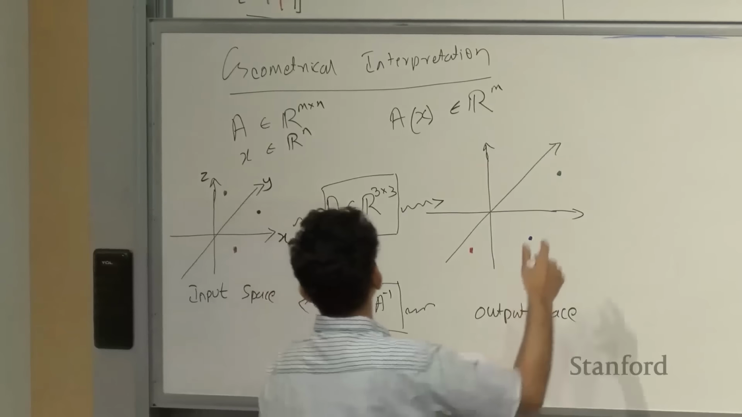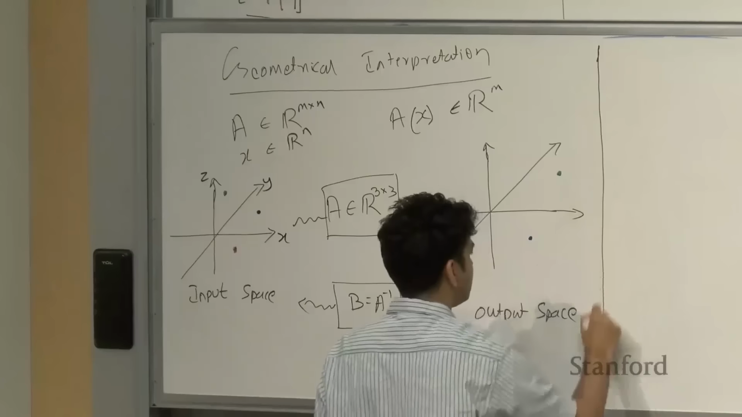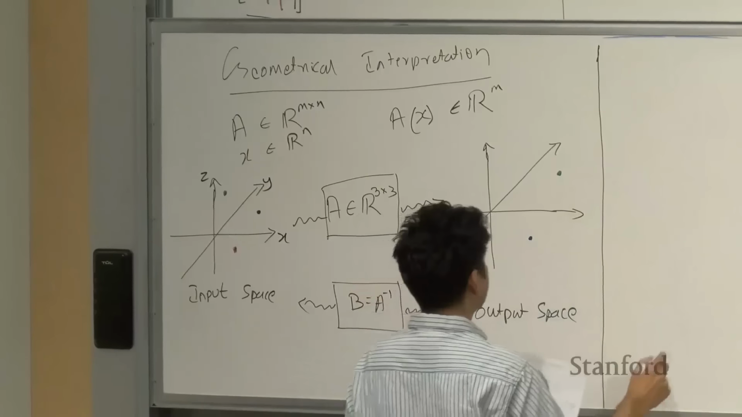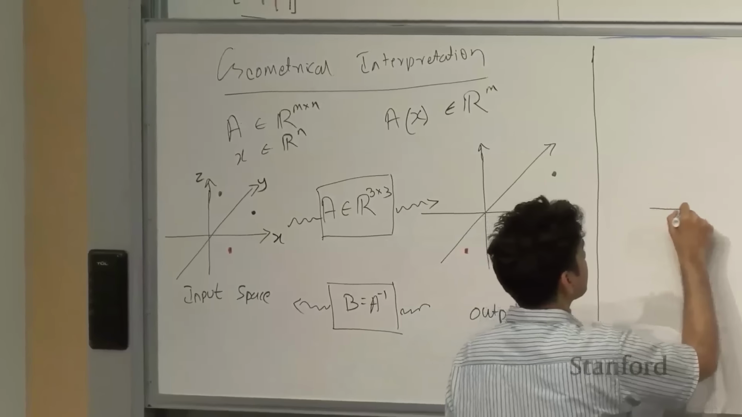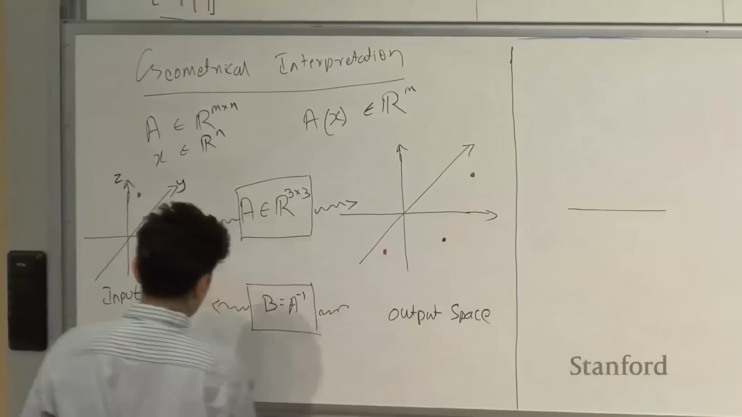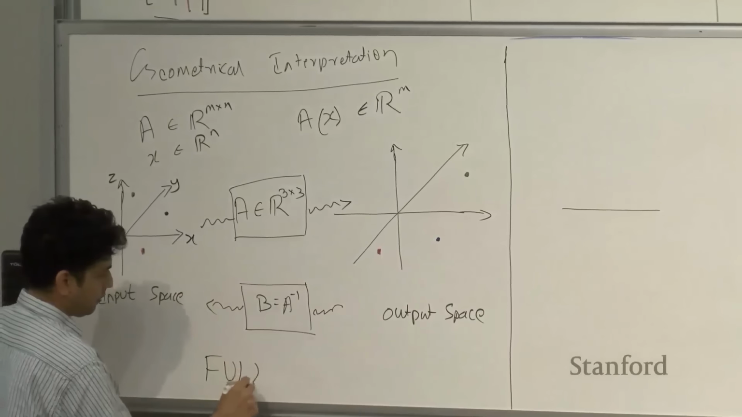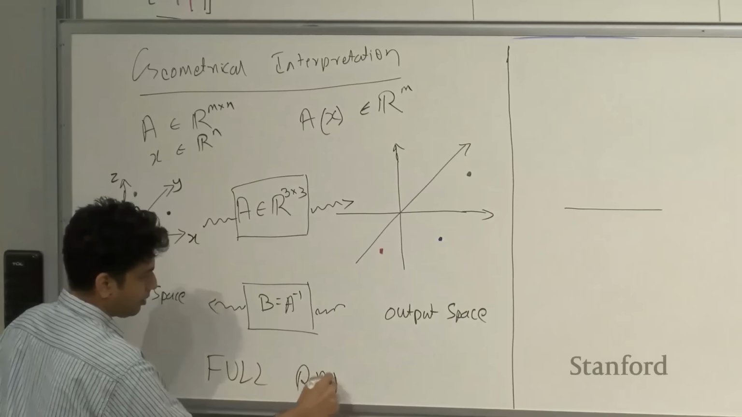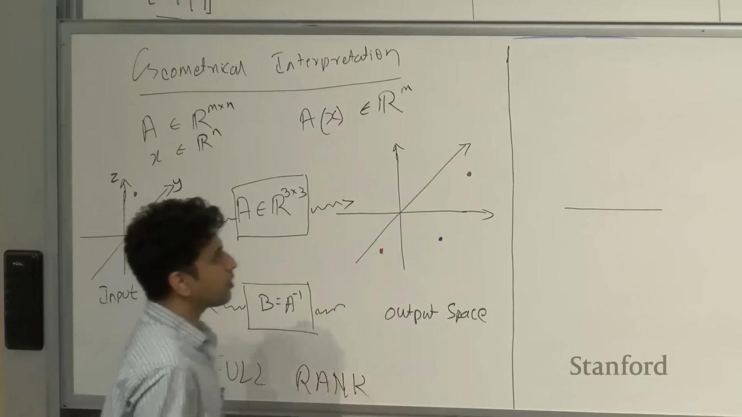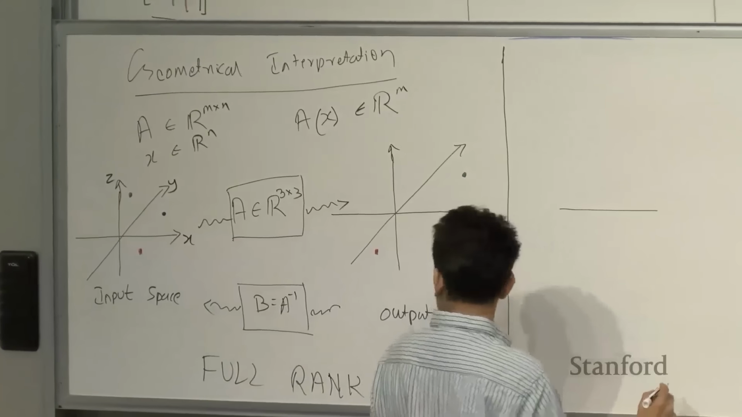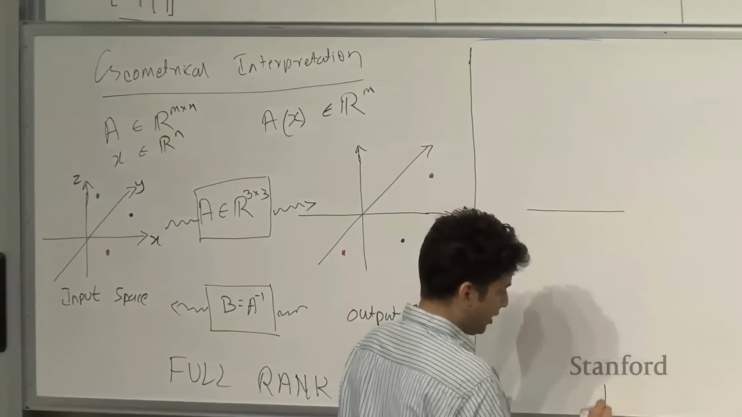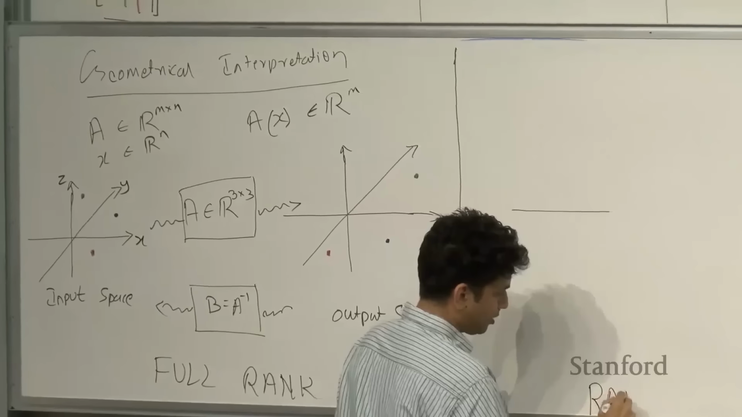Now what happens if A is not full rank? So this was full rank. Now here, if a matrix is not full rank, it's technically called rank deficient.